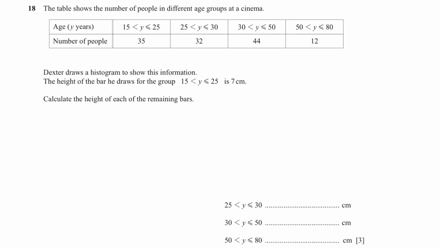In the next question, we have been given a table and we have been told that Dexter draws a histogram to show this information. The height of the bar he draws for this group is 7. Calculate the height of each of the remaining bars.